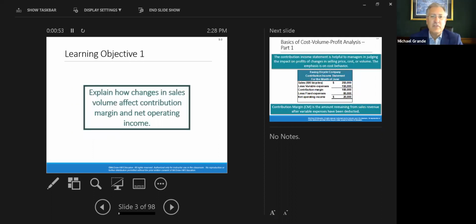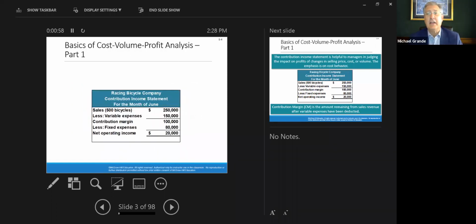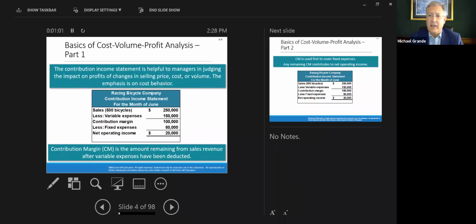So let's first talk about explaining how changes in sales volume affect contribution margin and net income. So here's an example that we'll be working with. It's different than the one in the textbook, but it's still a very good analysis. The contribution income statement is helpful to managers in judging the impact on profits of changes in selling price, cost, or volume. The emphasis is on cost behavior.